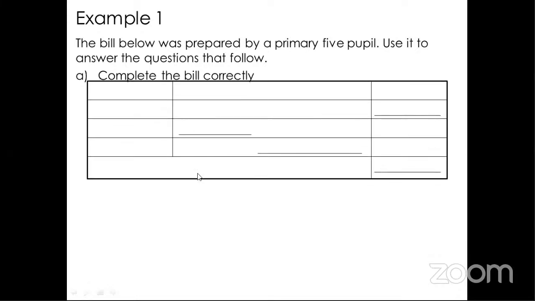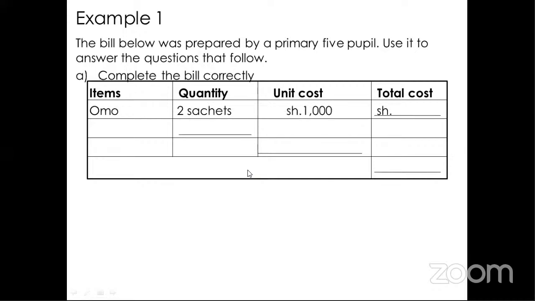Now the table is there. Let me fill in what is there. We have the items, we have the quantity, we have the unit cost. This is what we are talking about. Now, if you look through my table, you will realize that there are some dashes that I have put. On the first, we have the item Omo. So a P5 pupil prepared this bill and said, Mommy, I want Omo.